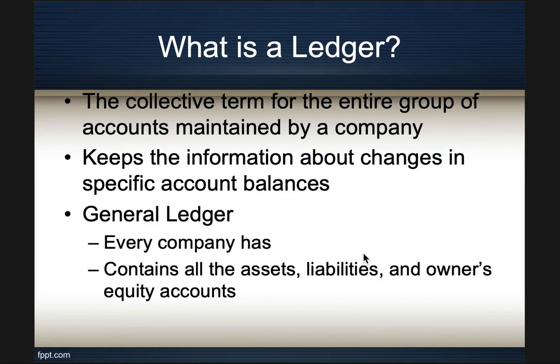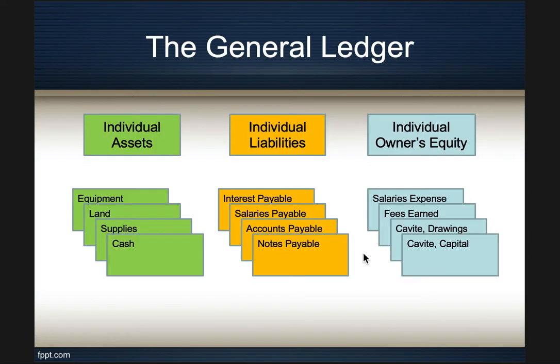So the general ledger, as I have said, every company has it, and it contains all the assets, liabilities, and owner's equity accounts. So how does a general ledger look like? A general ledger has three categories of accounts. You have the individual asset accounts, and here is where your equipment, land, supplies, and cash are in. And you have your individual liability accounts. You have your interest payable, salaries payable, accounts payable, and notes payable. And also individual owner's equity accounts. You have salaries expense, fees earned, you have your drawings account, and capital.